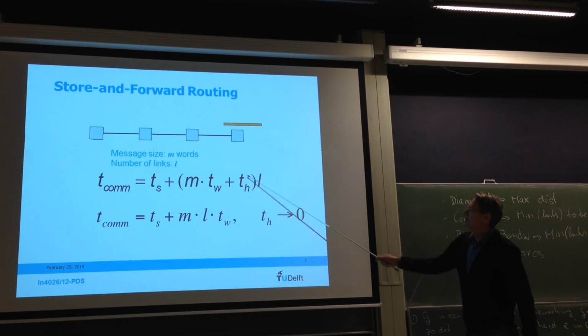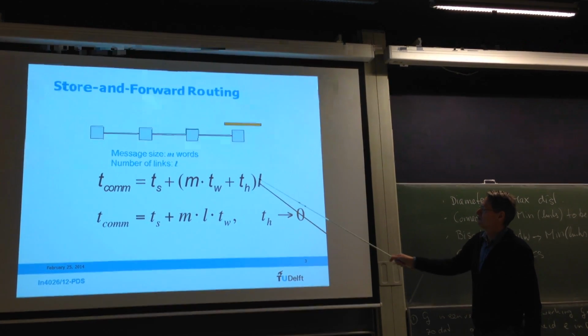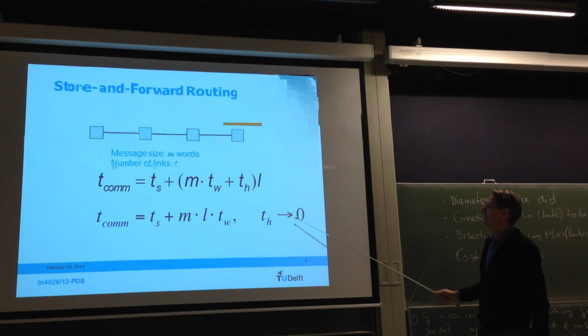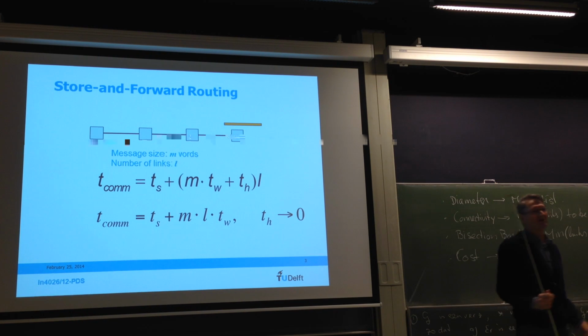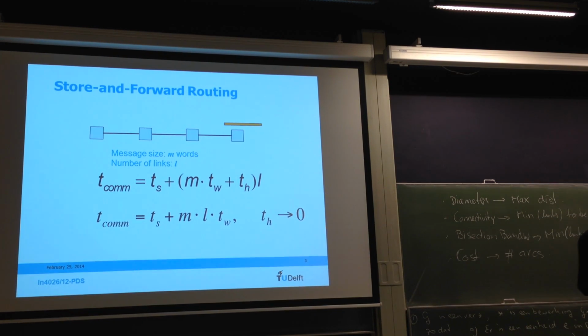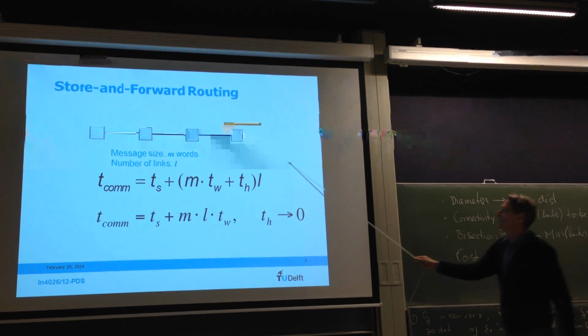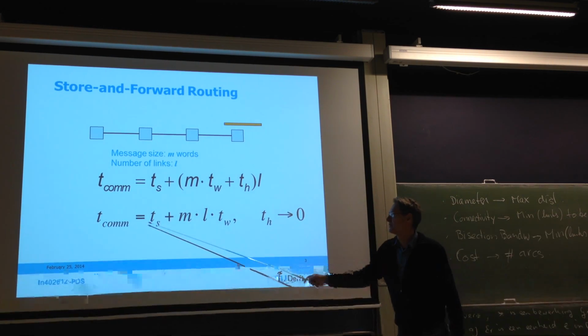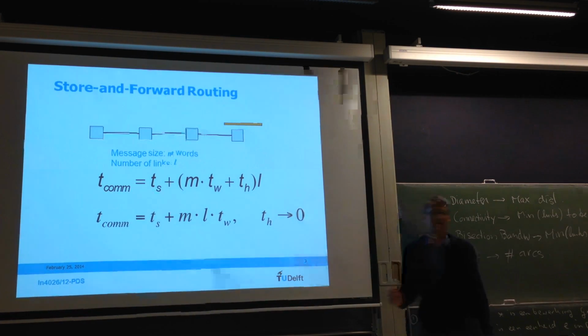I can simplify this model. Sometimes I can simplify this formula. For instance, if I think that the hop time is negligible, then I can simplify by removing this term, and then the formula becomes simple: T_S plus M·L times T_W.